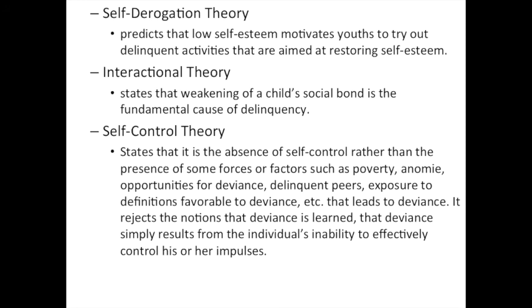So, interactional theory states that weakening of a child's social bond is the fundamental cause of delinquency. Again, it talks about how having interaction, having a strong relationship with a child makes a child not commit a delinquent act or a criminal act. So, the weakening of the social bond, either with family, with friends, with peers, with the society. If there is weakening in any of those areas, it gives a chance for that kid to consider committing a criminal act.